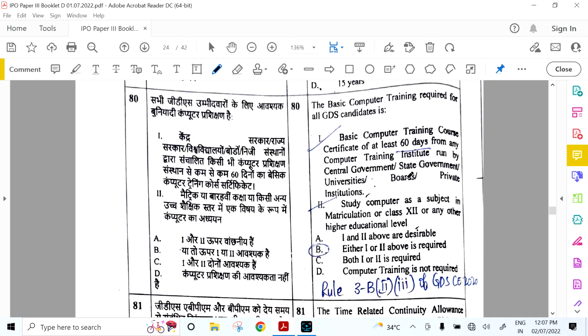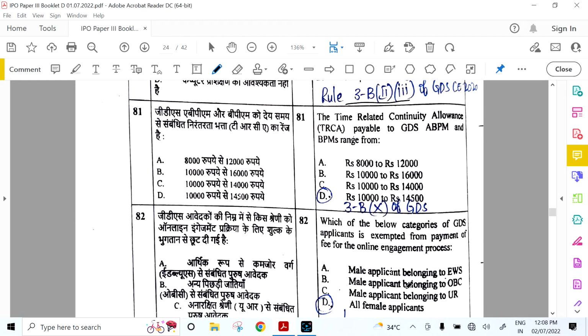Basic computer training for all GDS is basic training. It is either 1 or 2 above. Either a basic training course certificate of at least 60 days from a computer training institute run by the central government or state government, universities, boards or private institutes, or you can have studied computer as a subject in matriculation or 12th class or any other higher education. So this is Rule 3B2 3 of GDS Conduct and Engagement Rules 2020.